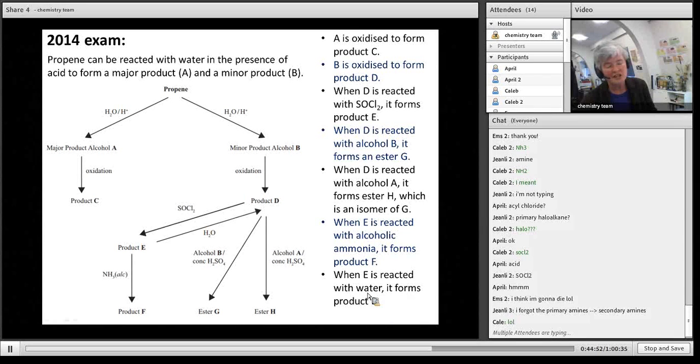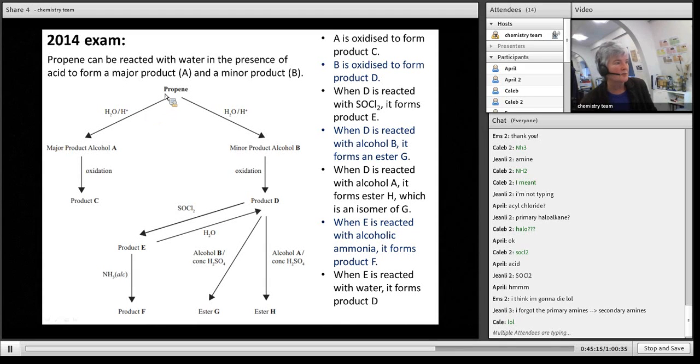Now there's only one thing that reacts with water, and that's an acyl chloride. So you know product E has to be an acyl chloride. You get given the clue there, okay, and you get given the clue here. So you know this product E over here has to be an acyl chloride.